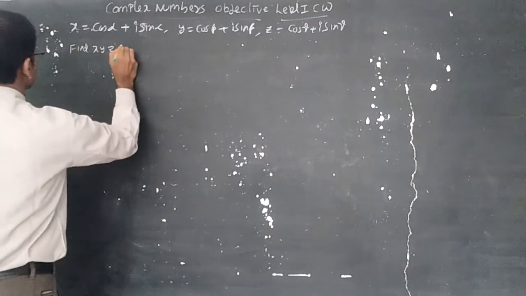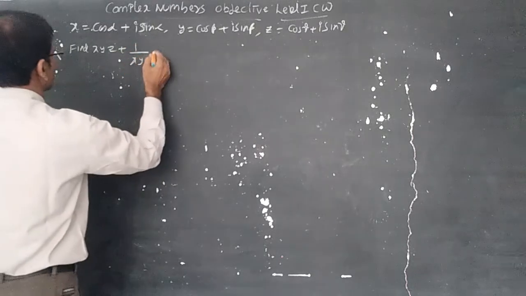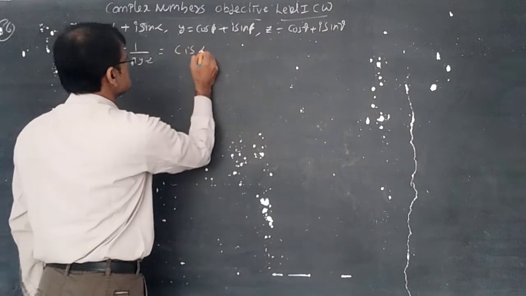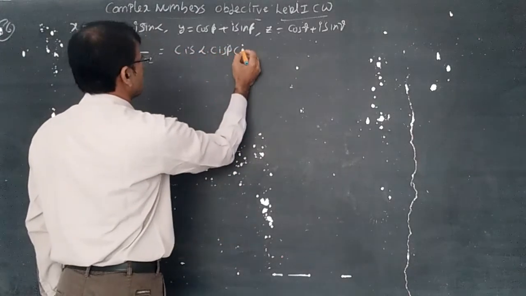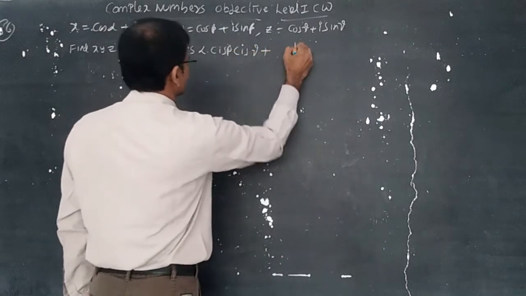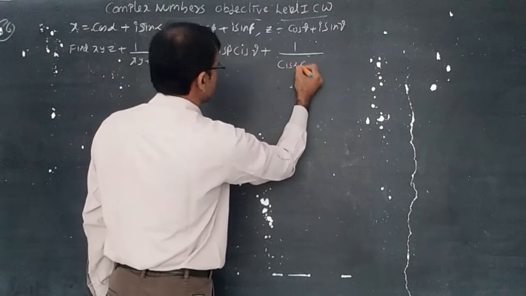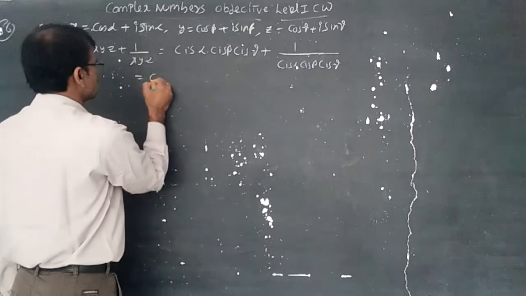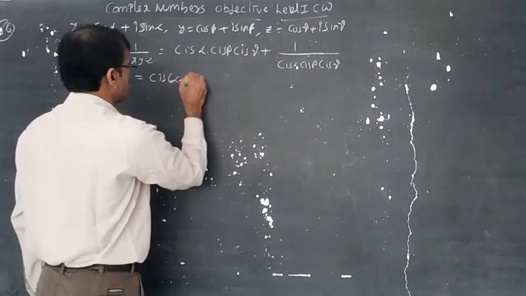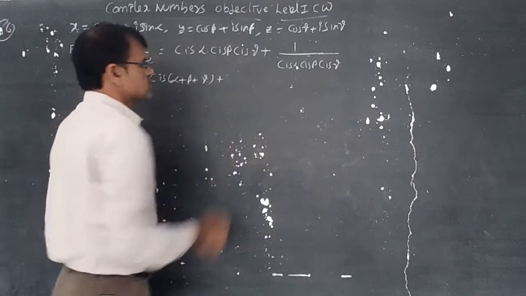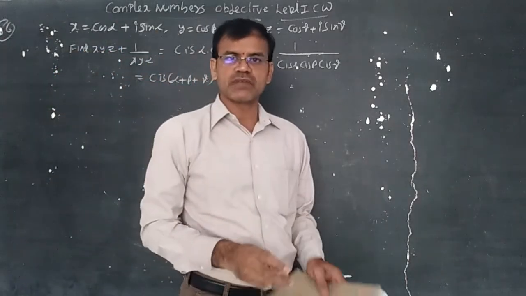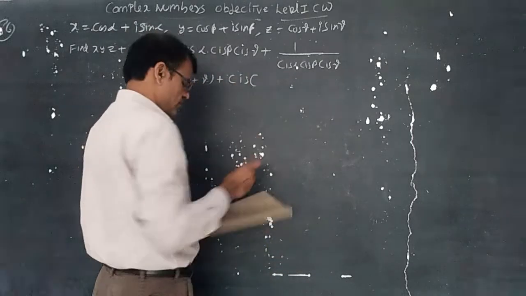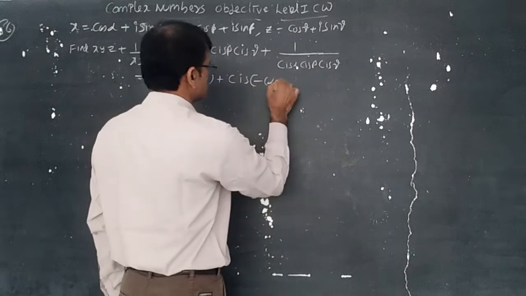Now find xyz plus 1 by xyz. So what is the value of xyz? Cis alpha, cis beta, cis gamma. It means cis alpha dot cis beta dot cis gamma, plus 1 by cis alpha dot cis beta dot cis gamma. So this can be understood as cis of alpha plus beta plus gamma, plus 1 by cis alpha, which means cis of minus alpha. So cis of minus of alpha plus beta plus gamma.